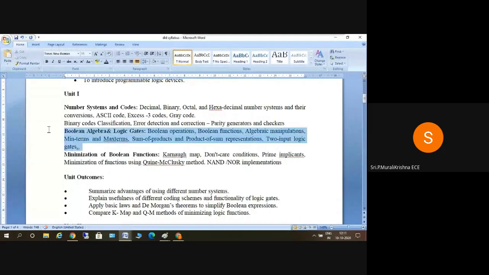Okay, Boolean algebra and logic gates is done. Left with the NAND and NOR implementations, which will be discussed last. Next we'll start with the map method. Tomorrow we'll start with the map method. I'll definitely be taking 2 classes, tomorrow also in the morning session.